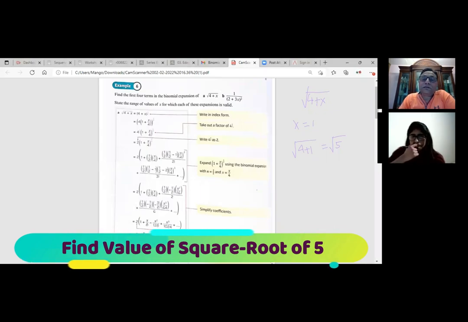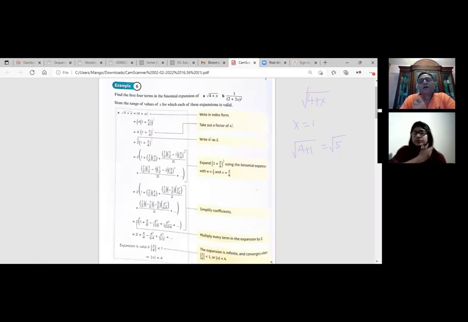Could be a method for estimating very accurately, up to 2 or 3 decimal places, the values of any square root. You get the idea. So keep that in mind, because sometimes that could be the question. The question could be: find the value of square root of 5 to 3 significant figures.